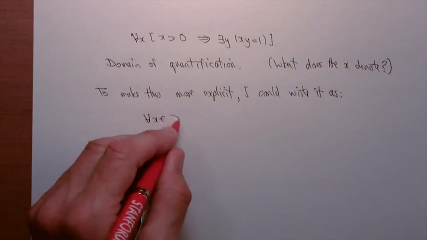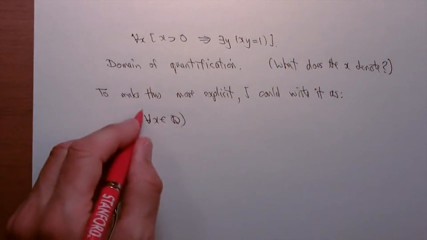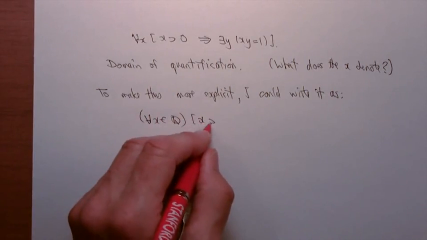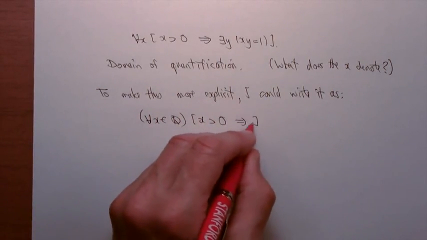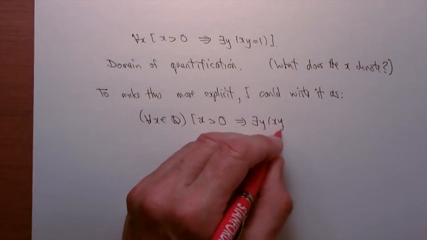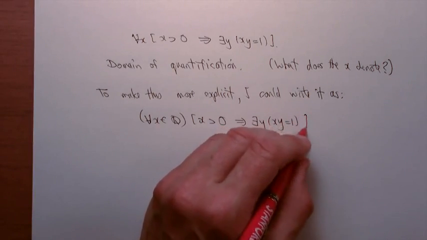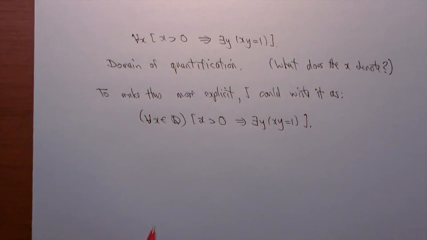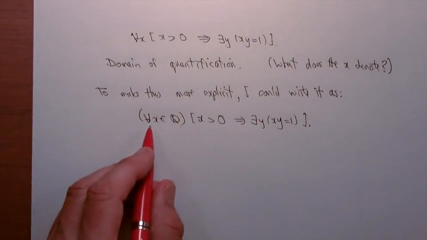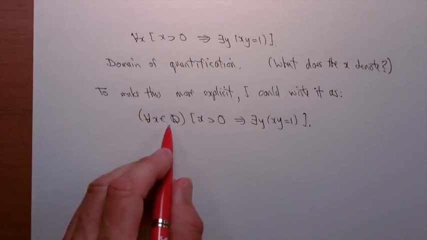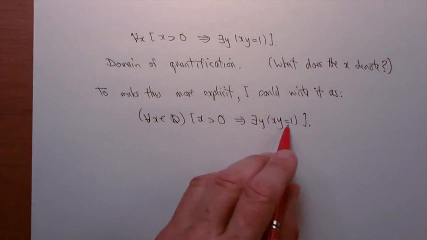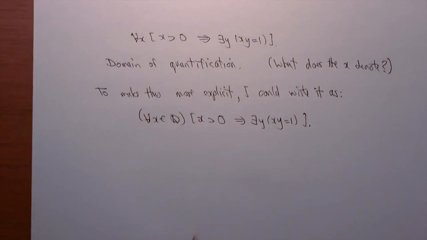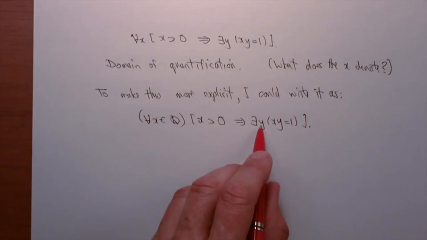To make this more explicit, I could write it as: for all x in the set of rational numbers, if x is positive, then there is a y such that xy equals 1. And now I've got a true statement that's unambiguous. It tells us that for every positive rational, well, wait a minute. I haven't actually been explicit as to what the y is, have I?